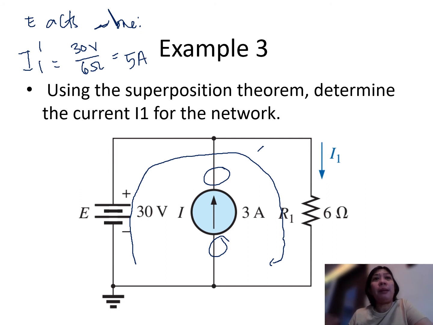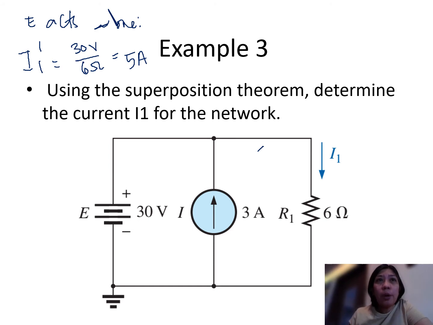So what will happen if we remove the voltage source? If we remove the voltage source, look at what will happen. This is no longer open, but we have to kill the voltage source. How are you going to do that? We need to short this. So what do we have here, class? We have a short circuit in parallel with a current source.